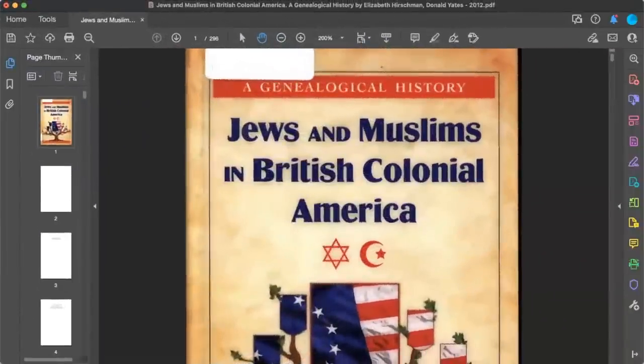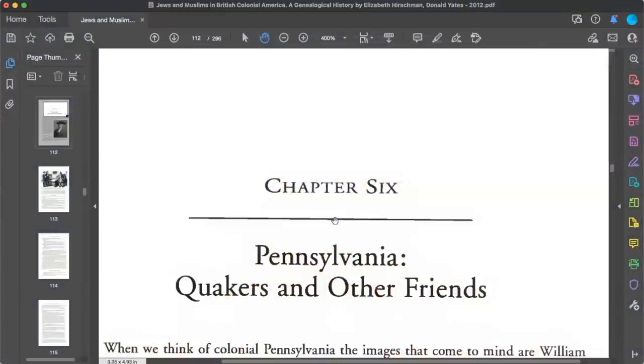Right, so again, we're about to get into the new information here, a different chapter of this book. The book again is Jews and Muslims in British Colonial America, a genealogical history. Fair use. We go to chapter 6. Again, make sure to catch the previous presentations. We've gone over all the previous chapters and preface and introduction of this book, and we've used it in reference to many other subjects and many other videos as well. So make sure to catch that if you're new. We're going to read today chapter 6. It says here, Pennsylvania, Quakers, and other friends. That's how they were referring to themselves, these friends, right?